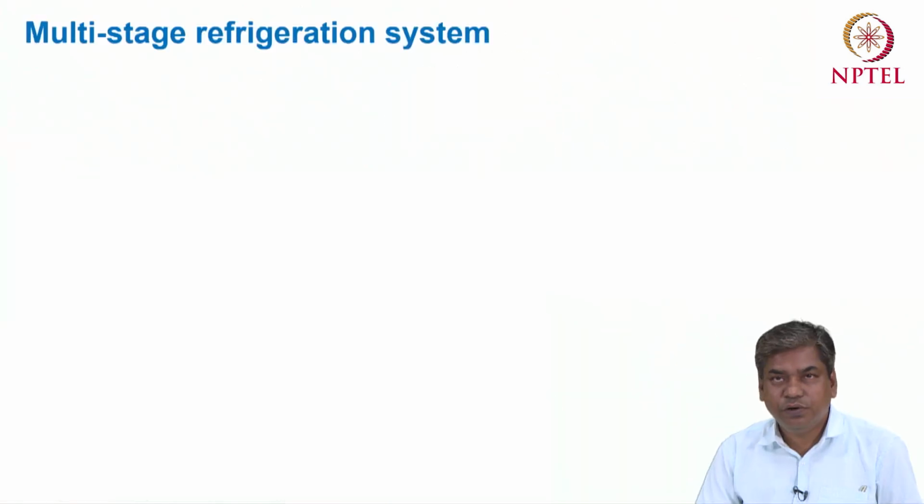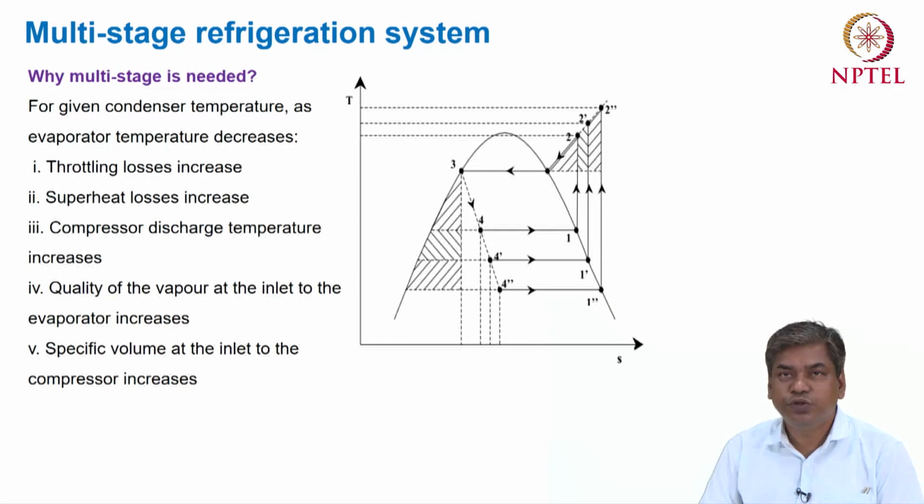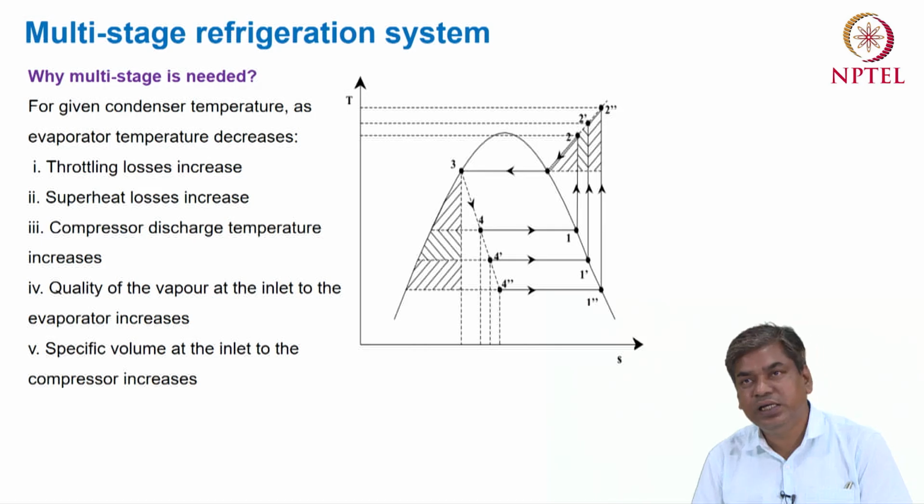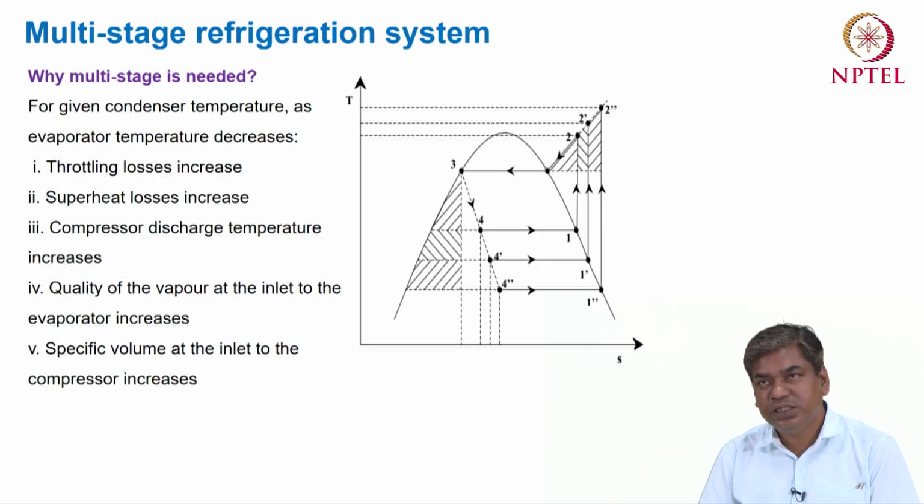First of all, we need to know why we need the multi-stage refrigeration system. What are the difficulties in a single stage refrigeration system? By using this figure we can discuss this matter very clearly. Let's say for example you have a basic cycle 1, 2, 3, 4.